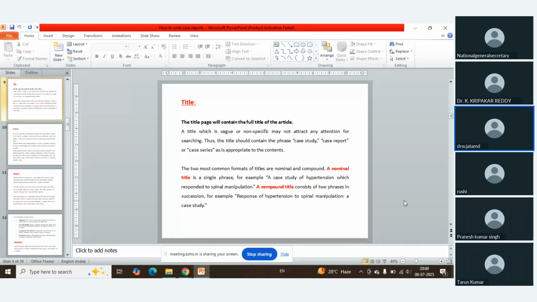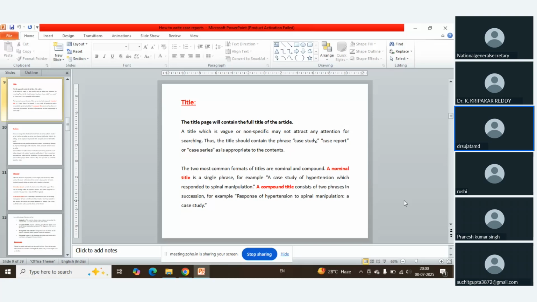So first comes the title. The title page will contain the full title of the article. I will show you one example at last. A title which is vague or non-specific may not attract any attention in searching. Thus, the title should contain the phrase case study, case report, or case series.